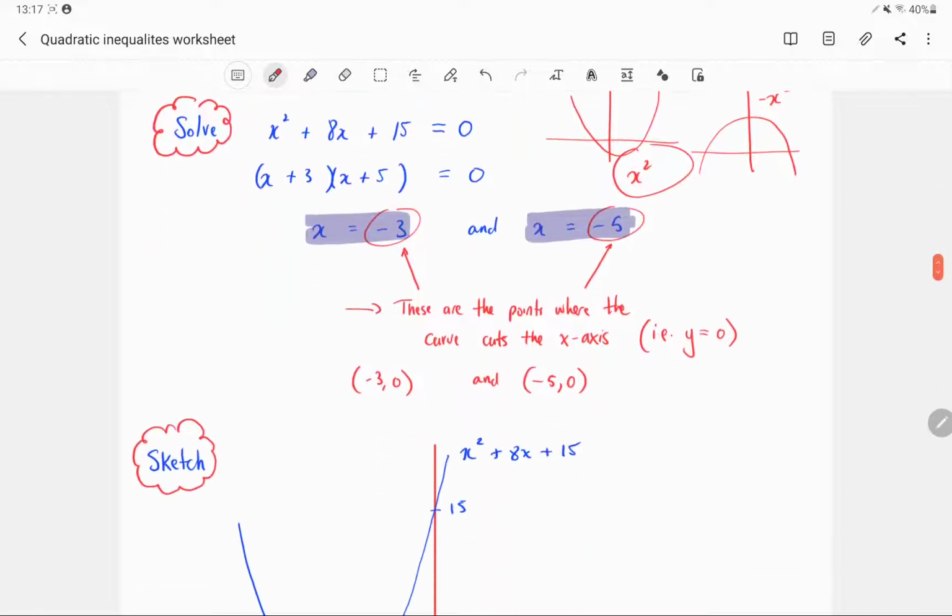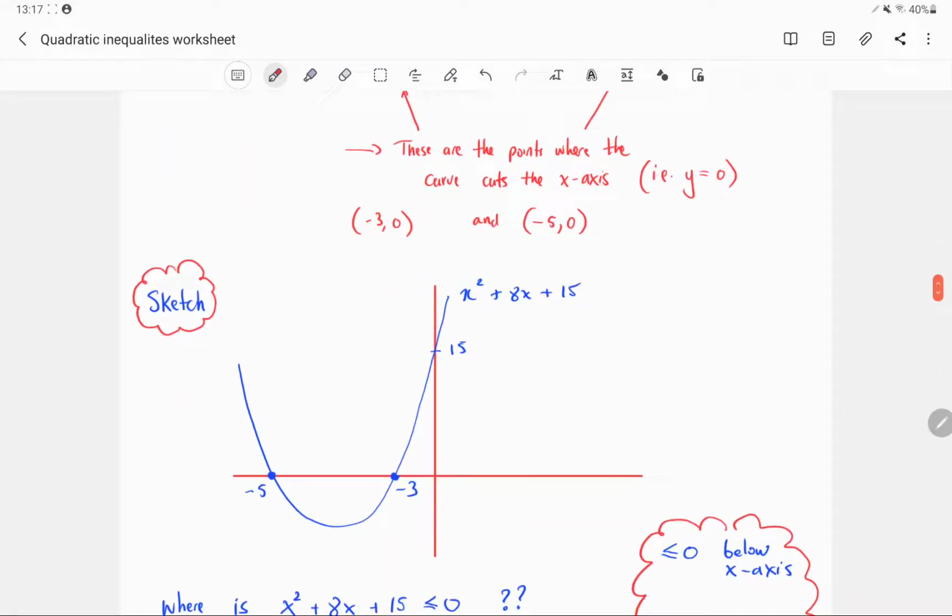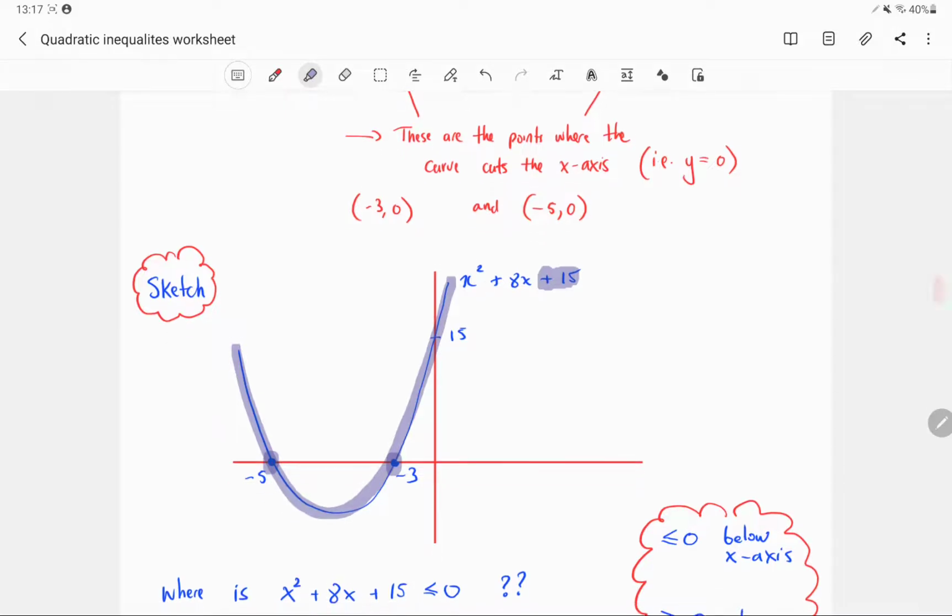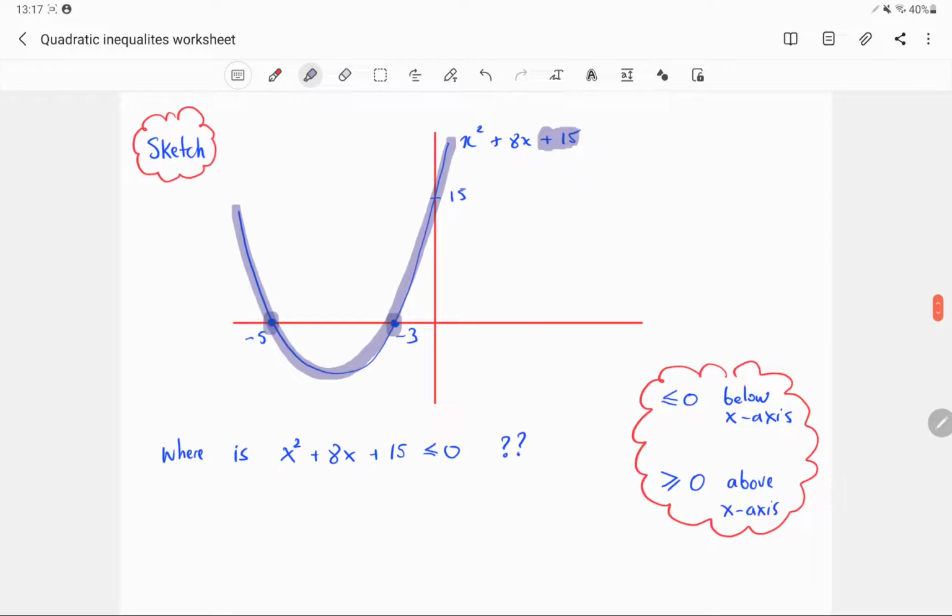So these x coordinates, minus 3, 0 and minus 5, 0, are where it cuts the x-axis, here and here. And then it's going to be a U-shape. It goes through the y-axis at the point 15, because when x is equal to 0, y is going to be equal to 15. So this is a sketch of a quadratic. Now we're going to use this sketch to solve this quadratic inequality.